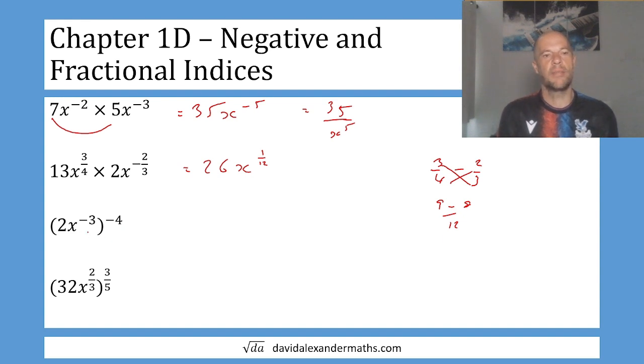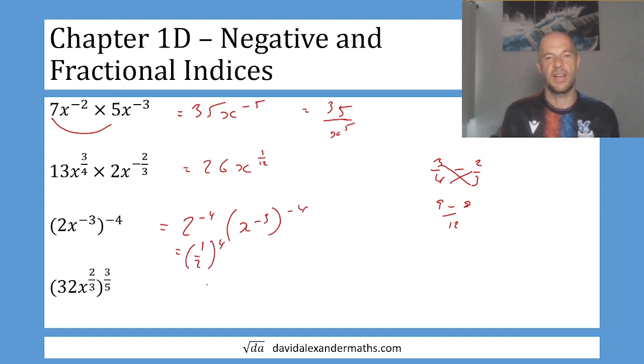Okay, here we've got some stuff in brackets raised to the power of minus 4. We need to remember that that is 2 to the power of minus 4 multiplied by x to the minus 3 to the minus 4. Now 2 to the minus 4, that is the same as 1 over 2 to the power of 4. So that's a half times a half times a half times a half, or a quarter times a quarter, which is 1/16. And here, when something in brackets is raised to another power, we multiply. So that is x to the power of negative 3 times negative 4. Minus 3 times minus 4 is positive 12. So that's plenty of opportunities to make a variety of mistakes with that one.